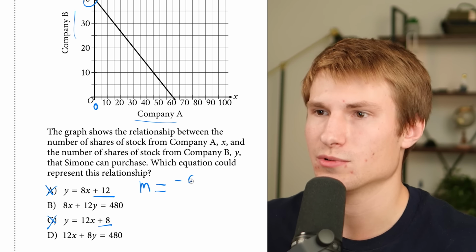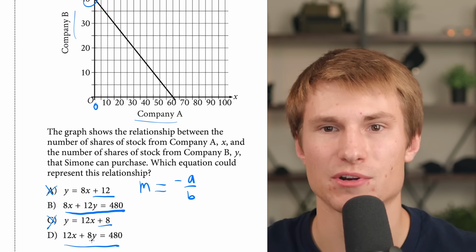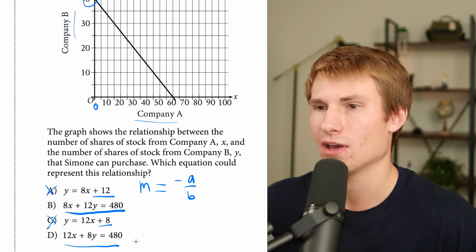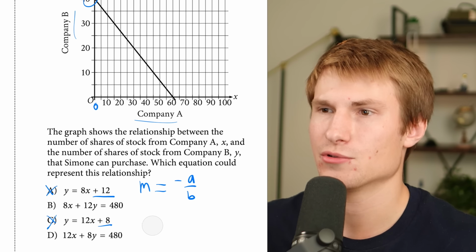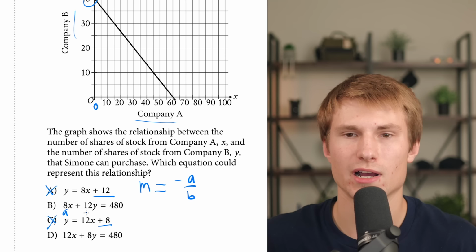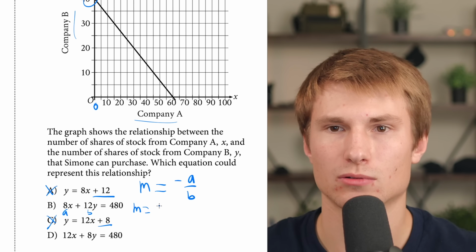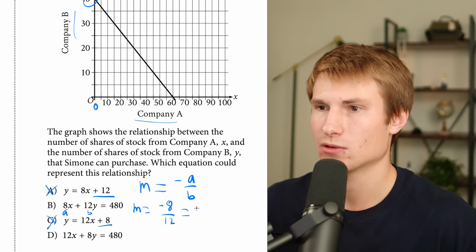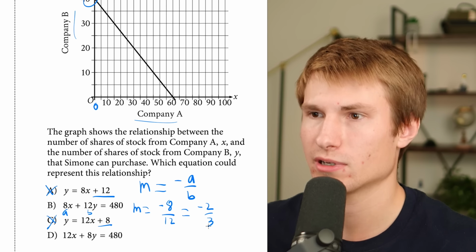m is equal to negative A over B. If you don't know what that is, we can apply it to equations that are in standard linear form. Standard linear form looks like B and D, where you have a coefficient in front of x, a coefficient in front of y, and then that being set equal to some constant like this. So your A value is going to be what's in front of your x, and your B value is going to be what's in front of your y. So option B would have m equal to negative 8 over 12, which, simplifying down, would be negative 2 over 3.